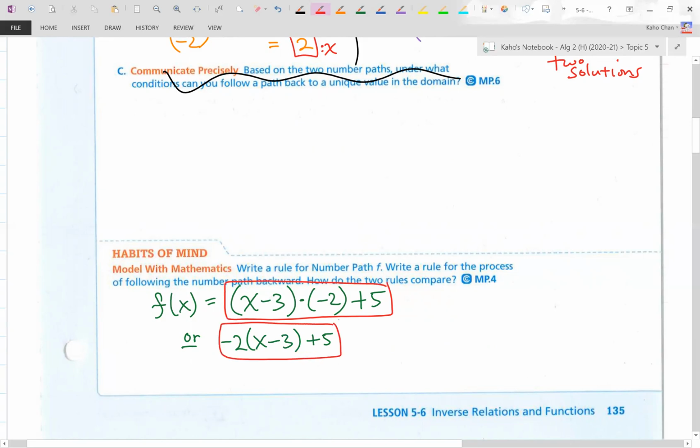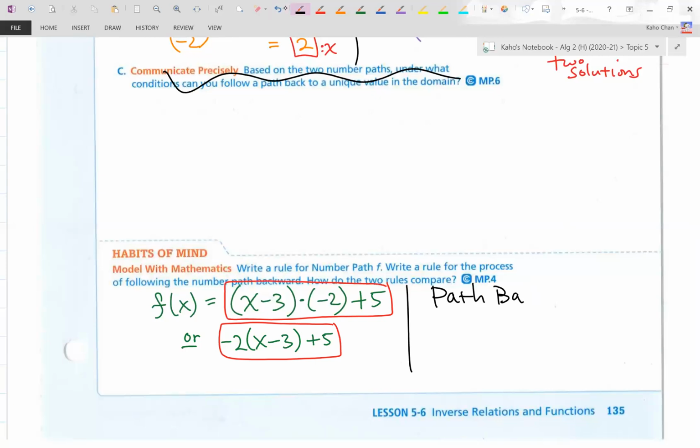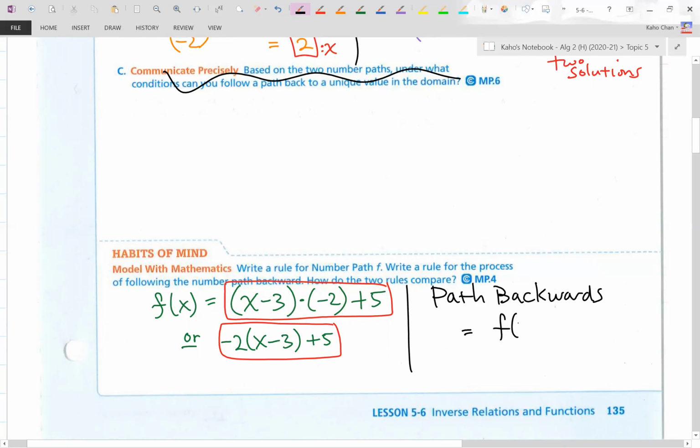Let's go and figure this out backwards. So going backwards, the function, we just go backwards. We literally take the function f of x and go backwards of -5, add 5. Opposite of multiply by -2, divide by -2, and then finally backwards of -3 is add 3. And there's your path backwards.